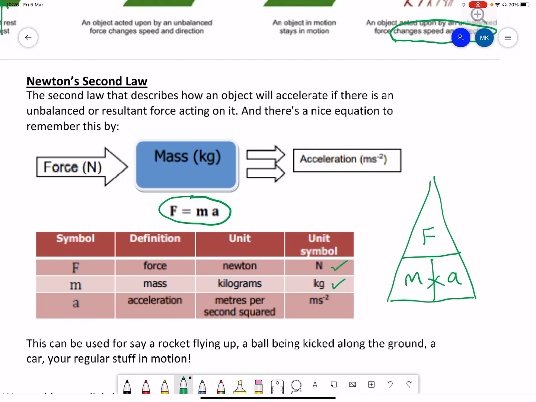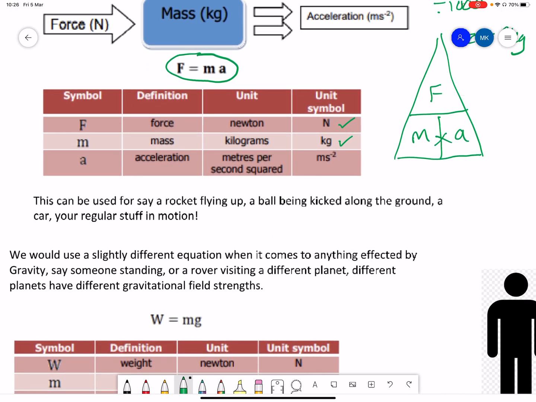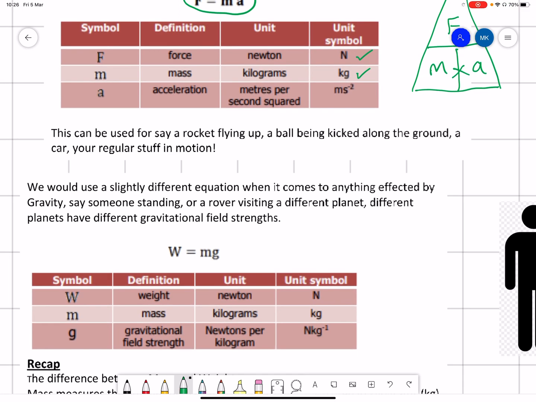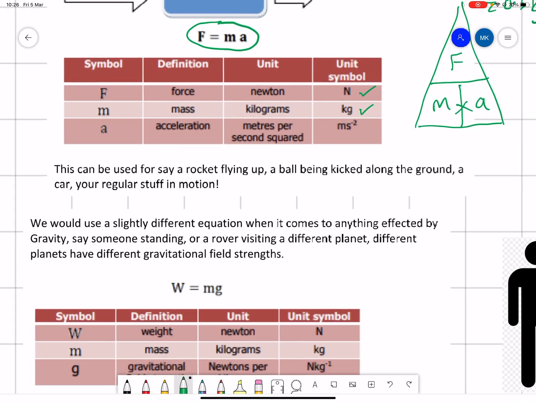Mass is in kilograms. So they will try and trick you in exams. They might give you a ball that weighs 500 grams. You've got to calculate the force on that. Remember to change that to kilograms by dividing by 1,000: 0.5 kilograms. Right, that can be used for regular stuff in motion.